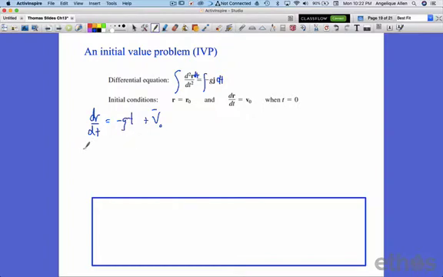Now, we want r, so we've got to integrate again. So put in our dt here.